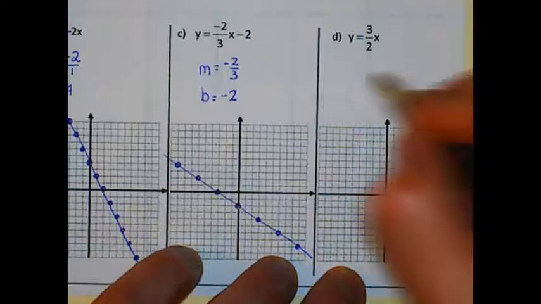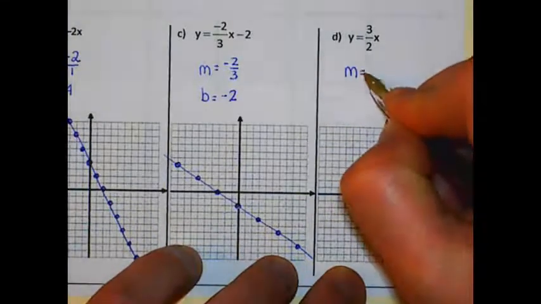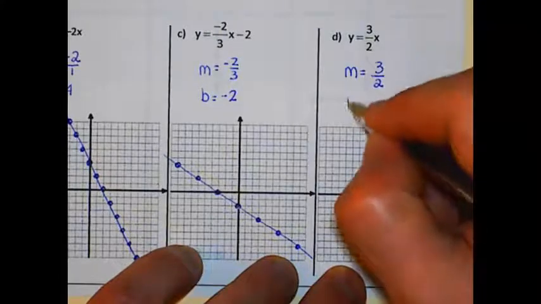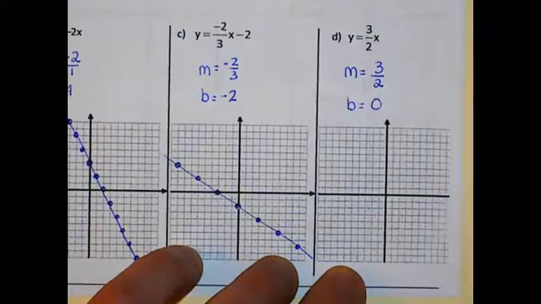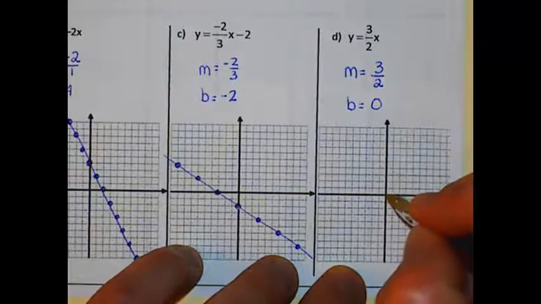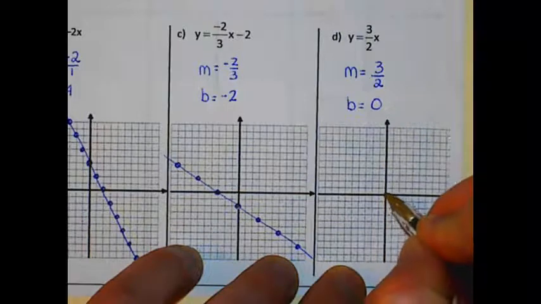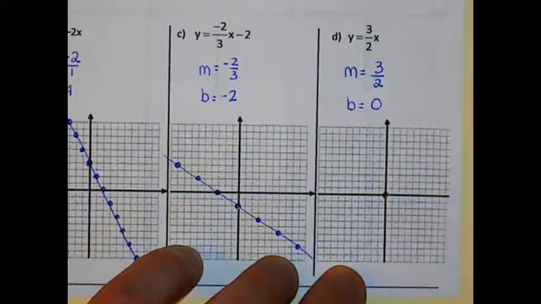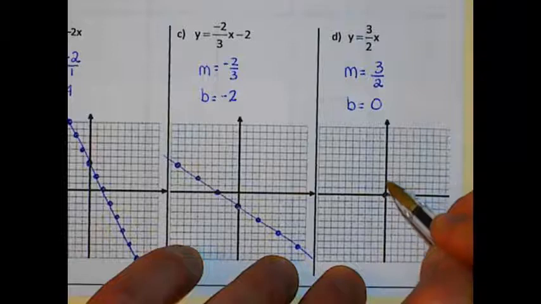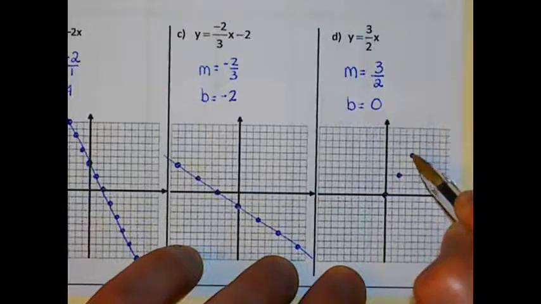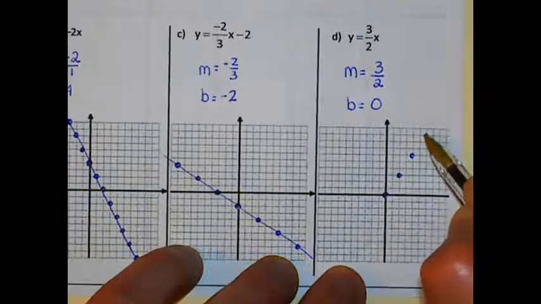Again, in this one the y is alone, so I can go ahead and identify my m, which happens to be 3 over 2, and my b, which is 0. Okay, once I have that information, I can plot my points. I start with b, which is the y-intercept, 0. And from that, I use my slope, which is up 3, and I always go to the right first. So right 2, up 3, right 2, up 3.